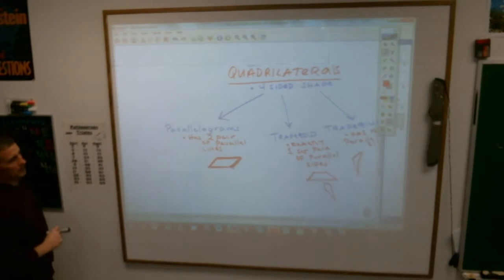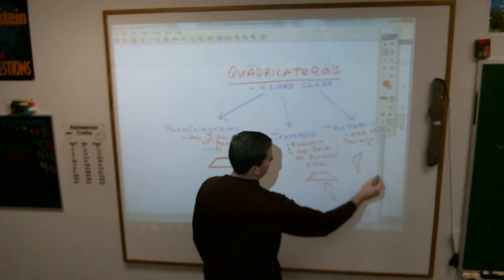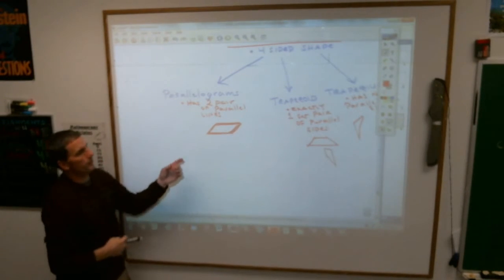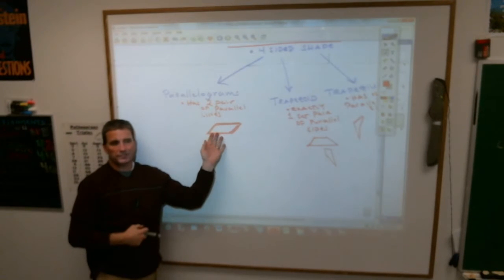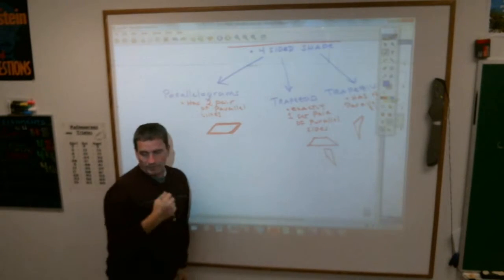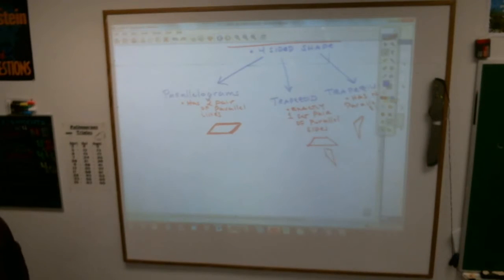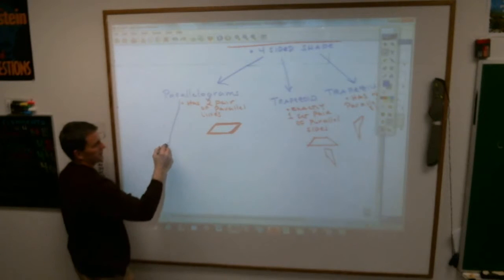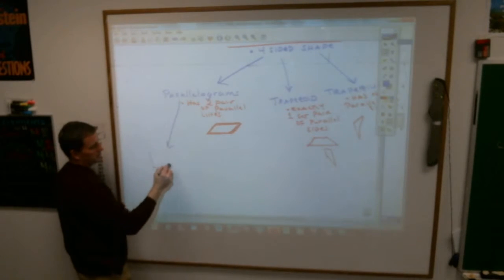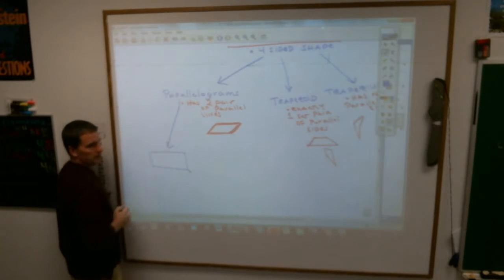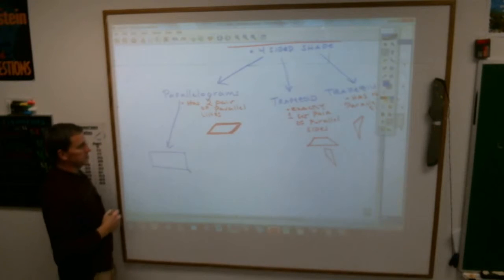But lest it be that easy, there are other special parallelograms that we talk about. There are a whole bunch of other shapes that have two sets of parallel lines, and I'm guessing you've probably heard of these. A special type of parallelogram is this one here that looks like this. What's that thing called? Somebody help me out.